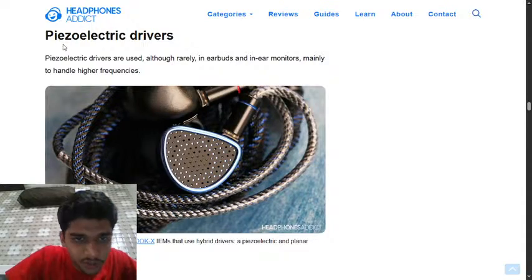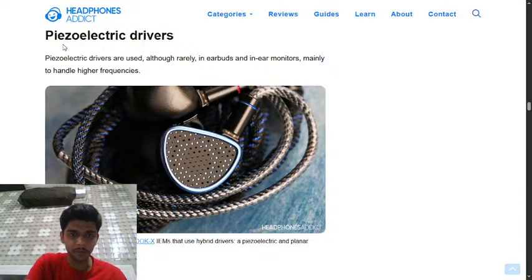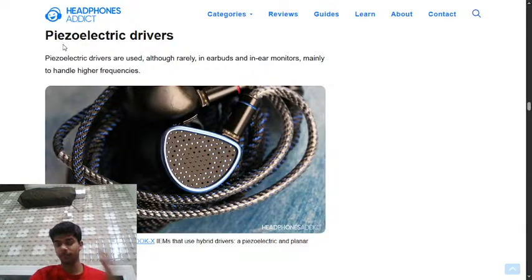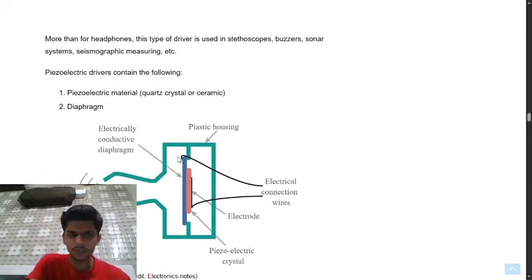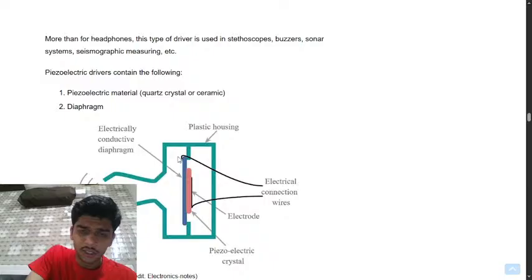Piezoelectric drivers are used, although rarely, in earbuds and ear monitors, mainly to handle higher frequencies. More than for headphones, this driver is used in stethoscopes, buzzers, and sonar systems.